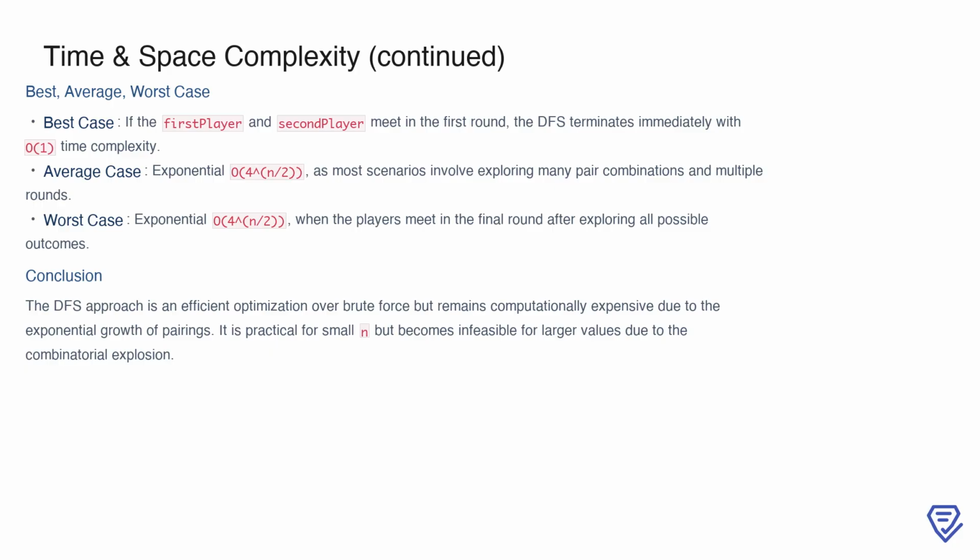In conclusion, while the DFS approach significantly optimizes over brute force by leveraging symmetry and pruning, its growth remains exponential due to the rapid combinatorial explosion of pairings. This makes the method practical for small values of n but computationally infeasible for larger n.